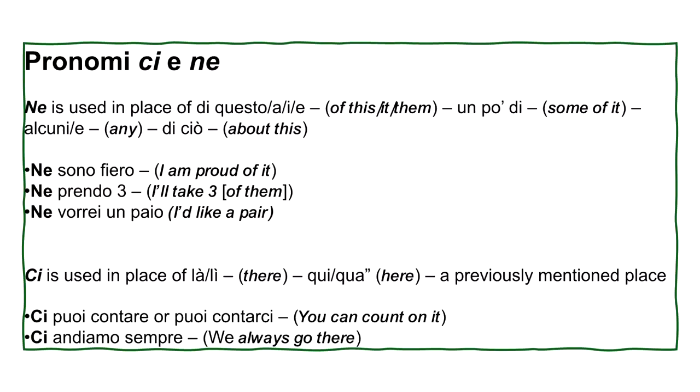The last example is ne vorrei un paio. And you use this when you want to say something like, I would like a pear, or I would like 3 apples, or I would like whatever you would like. Okay? Ne vorrei un paio. I would like a pair. Or ne vorrei un po'. Would you like some water? Yes. The answer is ne vorrei un bicchiere. I would like a glass of it.